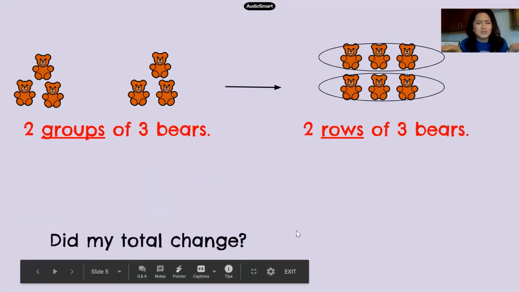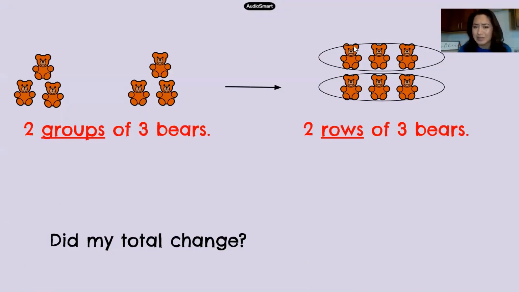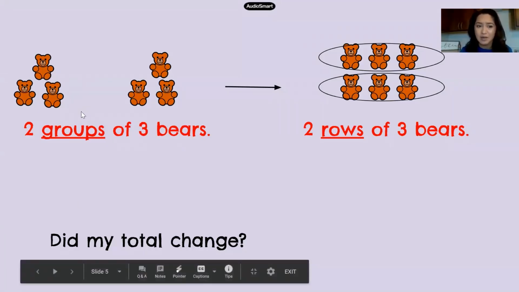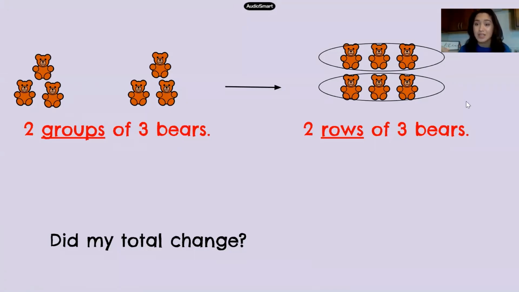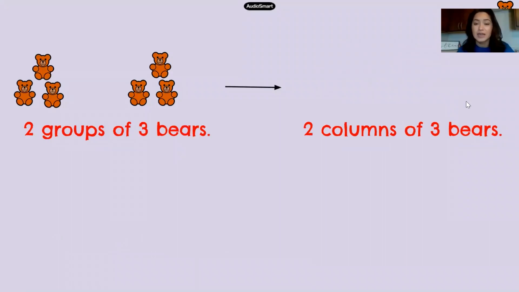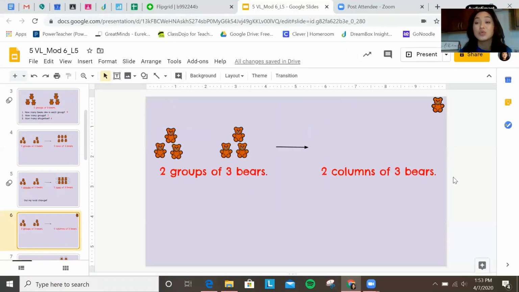Now I'm wondering, did my total change? Did the total number of bears in our first picture change from the total number of bears in my second? Yes or no? No, they didn't change. I have 3 plus 3 equals 6, and I have 3 plus 3, which equals 6. My total did not change. Now, I need to make 2 columns of 3 bears. Show me on your arms which way columns go.